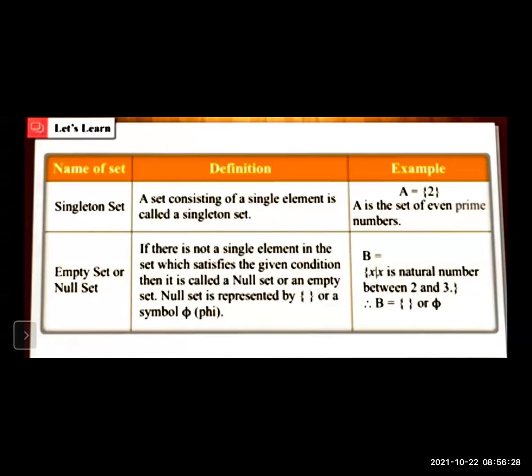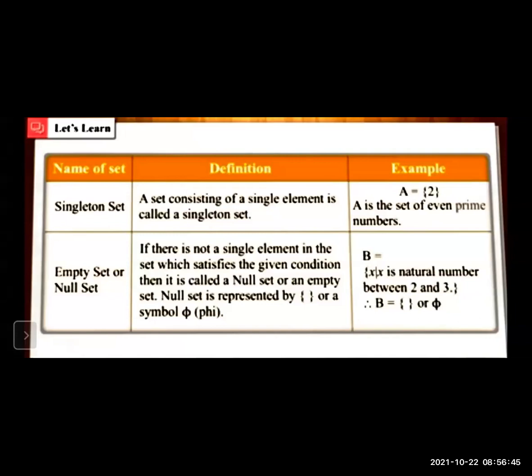Name of set: singleton set. A set consisting of a single element is called a singleton set. I've shown you so many examples. One example is given over here: A is a set of even prime numbers, that is only 2. Only one element in a set is called a singleton set.